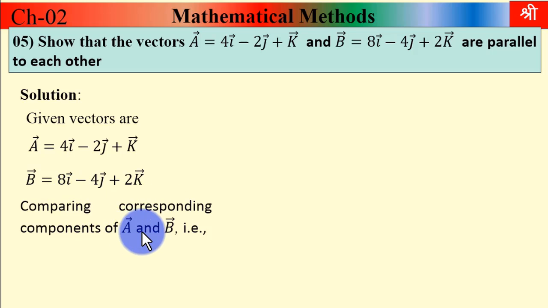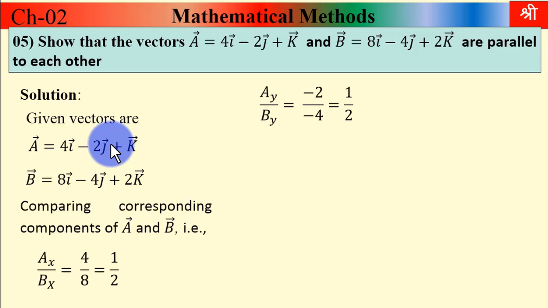Comparing corresponding components of vector A and vector B. Comparing means taking ratios. So ax upon bx means 4 upon 8. 4 upon 8 is equal to 1 upon 2. Ratio of x component of A to x component of B. Similarly, compare y and z components.